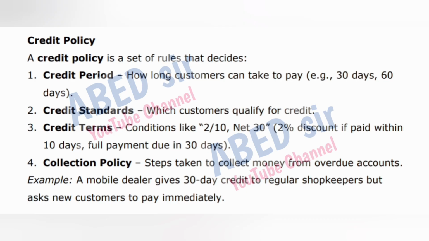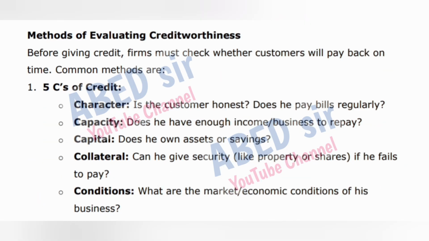Example, a mobile dealer gives 30-day credit to regular shopkeepers but asks new customers to pay immediately. Methods of evaluating creditworthiness. Before giving credit, firms must check whether customers will pay back on time. Common methods are: 1. 5 Cs of credit. Character, is the customer honest? Does he pay bills regularly?